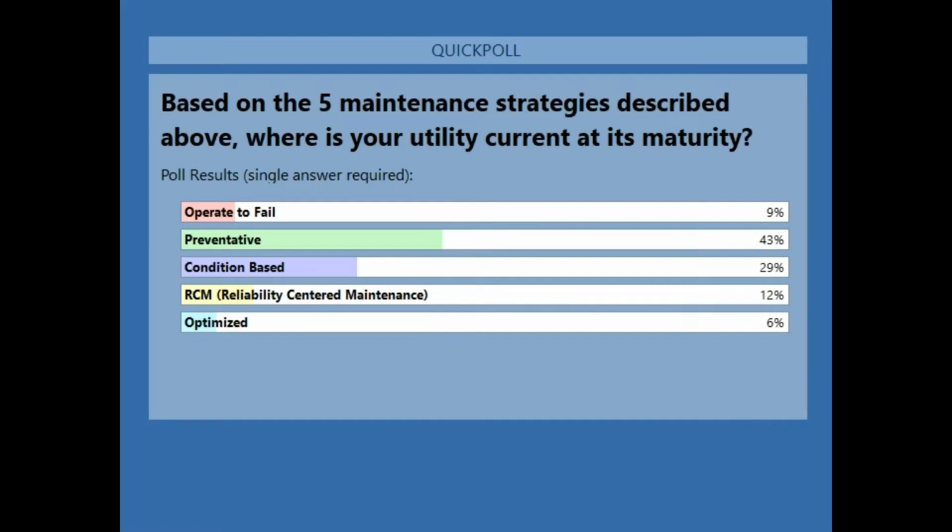Yeah, good. Excellent. Yeah, I agree. So this is pretty much what I was expecting as well. I am pleasantly surprised that we're seeing some utilities already moving into that optimized state, which is really creating that holistic view. So we continue now.